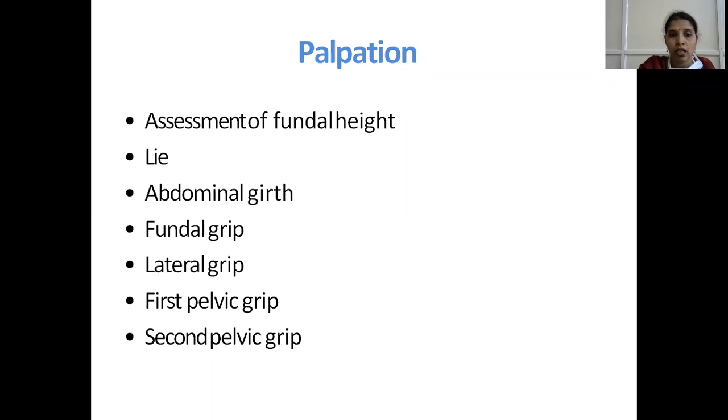Abdominal girth, we have to measure with the tape, and fundal height will be assessed by palpation and also by measurement. Fundal grip, lateral grip, first pelvic grip and second pelvic grip are done in a term pregnant woman. The fundal and lateral grips give the idea of the position and lie of the baby, and the pelvic grips tell whether the baby is engaged or not.